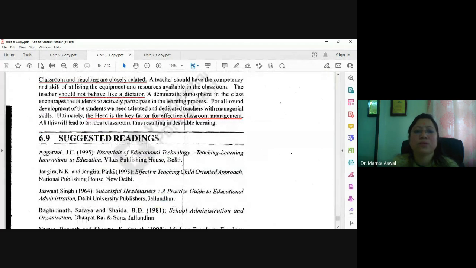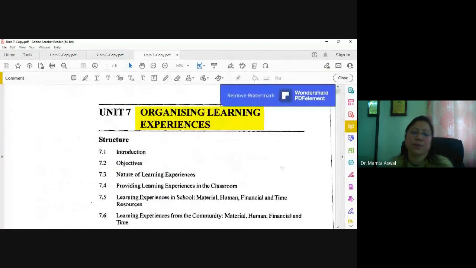Now we'll move to the next unit. Till now we have covered two units. Now we'll be taking some part of the third unit also. As I've told you, we have 5 units, so we'll be covering at least 2.5 units today. So this is about organizing learning experiences.